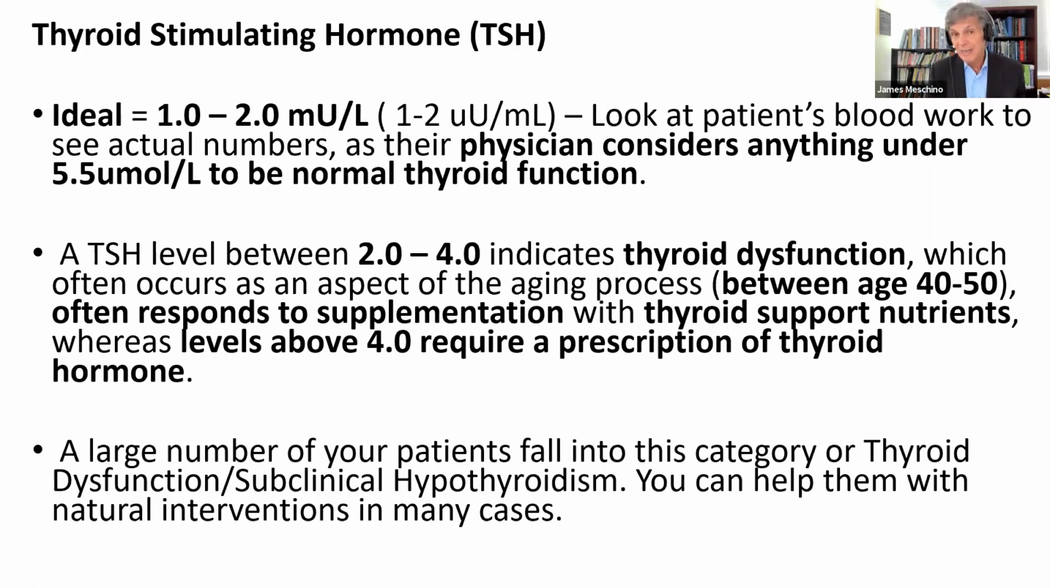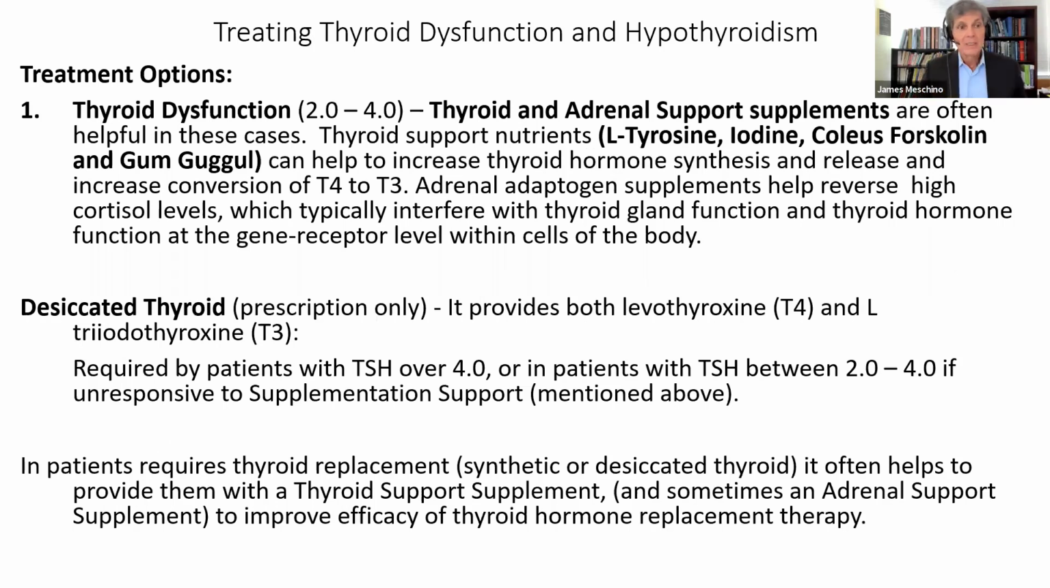Once the TSH blood level is above 4, the best thinking on this subject is that the person would actually start benefiting right there and then from thyroid hormone replacement treatment that is prescription based. But even in those cases, giving people thyroid support nutrients to enhance the efficacy of thyroid hormone replacement drugs is highly beneficial for a lot of people. The thing is, there are a lot of these thyroid dysfunction cases out there where you can be very helpful, so treating thyroid dysfunction and hypothyroidism.